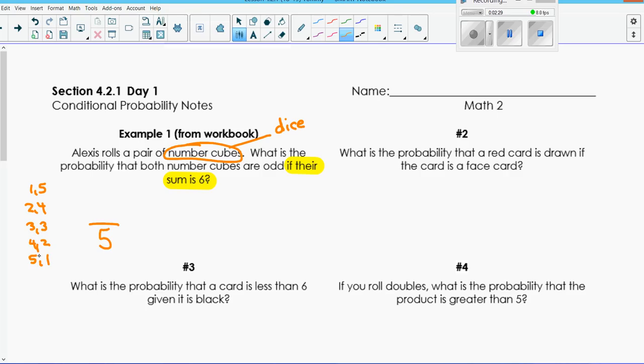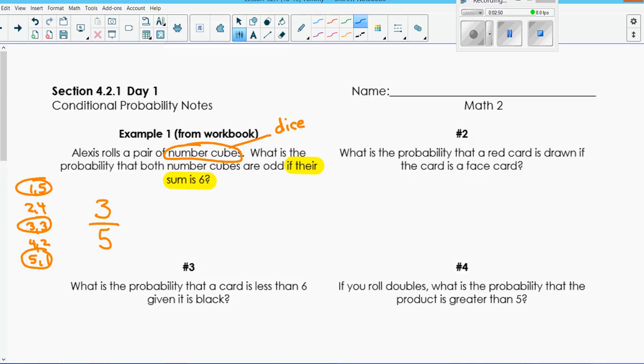So now I'm saying out of those 5, I go back and I reread, what is the probability that both number cubes are odd? So both odd. So there are 3 out of 5. And that's simplified, so I'm good. And I'm going to leave it as a fraction. Whenever I have these types of problems, leave it as a simplified fraction.